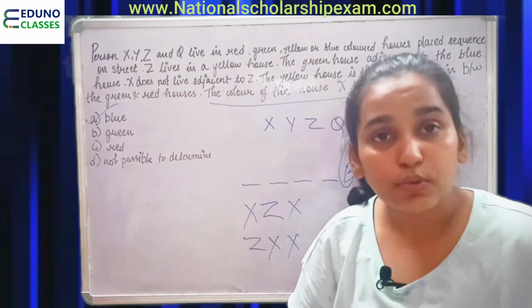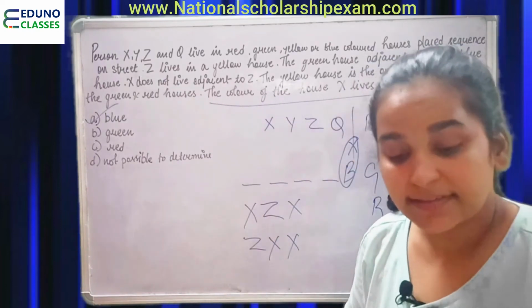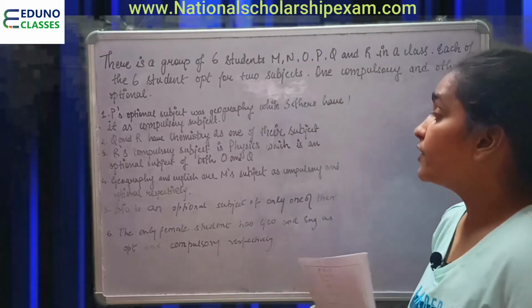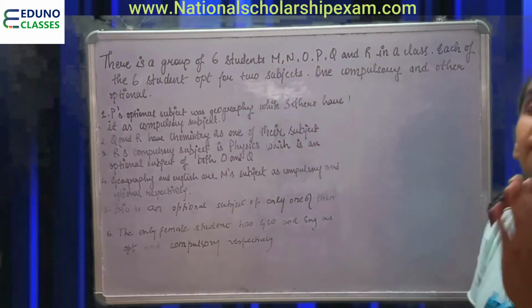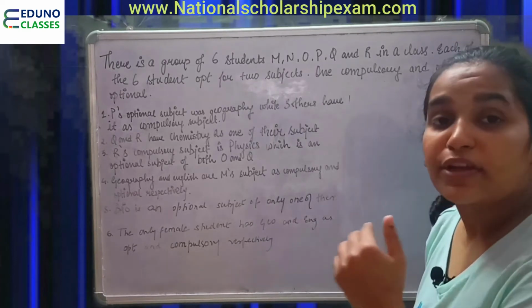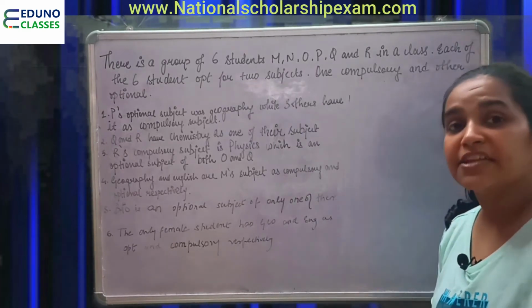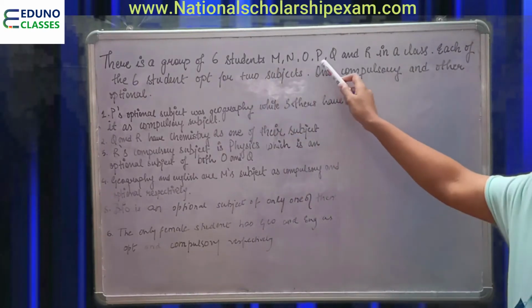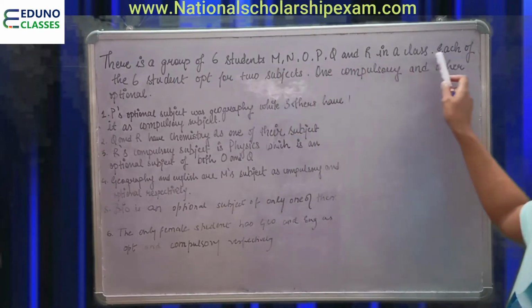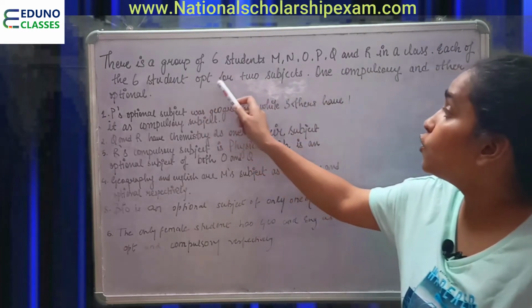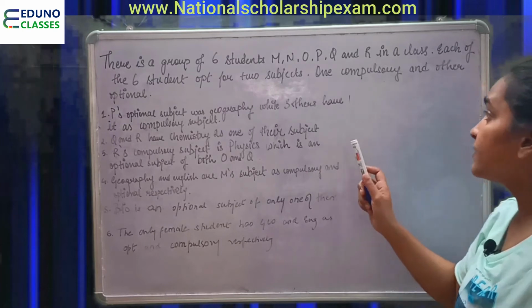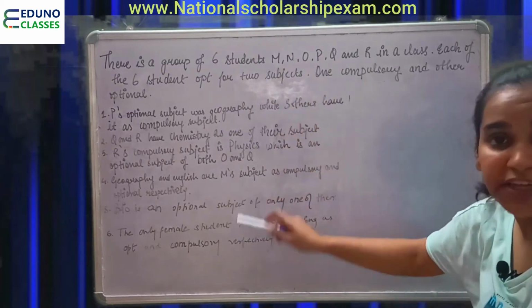Now we will take another question of the same kind and see what the results are. So students, we have this question in front of us. This is another form of long questions, but these have tricks to solve them, based upon a matrix. There is a group of 6 students, M, N, O, P, Q and R, and each of them chooses two subjects, one as optional and the other as compulsory. These are the specifications given.